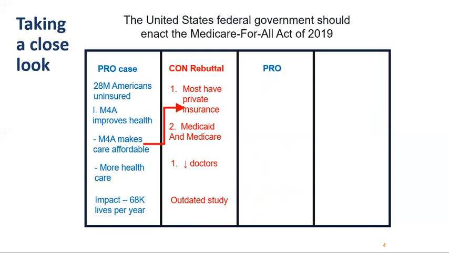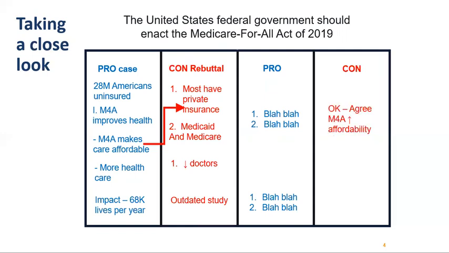The next speech would be pro, and they might respond to con's claim that most people already have insurance, and they might refute con's claim that their study is outdated. Then it's con's turn to speak. They might concede pro's argument that Medicare for All will increase health coverage, but they might point out that pro dropped their argument saying that Medicare for All will cut the supply of doctors. You might hear them say something like, pull our argument across the flow. Con might refute pro's defense of their study.